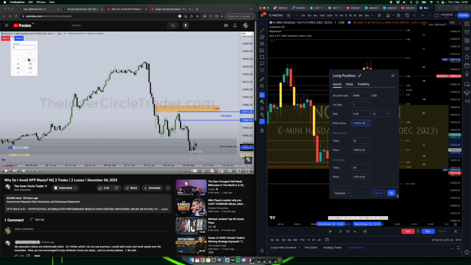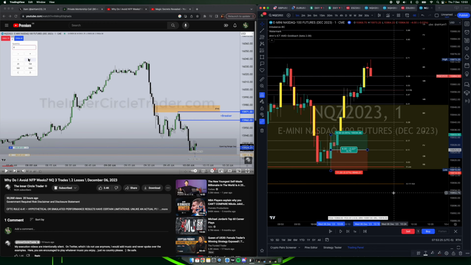Now, what does ICT say about the type of trader you want to be? He says you can either be a fair value gap trader or an order block trader. Now, if you look at Hoppy's book, there are two main algorithms, algorithm 1 and algorithm 2. Algorithm 1 is really for order block traders. Algorithm 2 is for fair value gap traders.